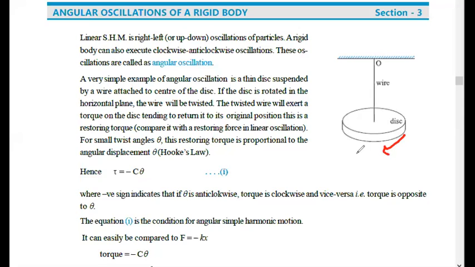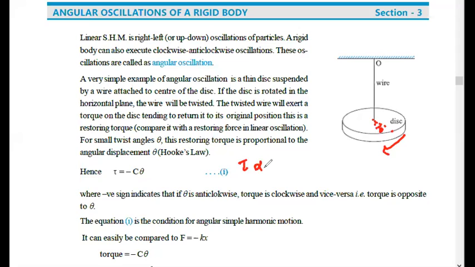The amount of rotation, this theta, is very less. I hope this is something that you remember: torsional stress, torsional strain. So the amount of rotation is very less. In this case, there will be a restoring torque. Instead of having restoring force, we will be having restoring torque. And if you remember the concept of torsional stress and torsional strain, we studied that.